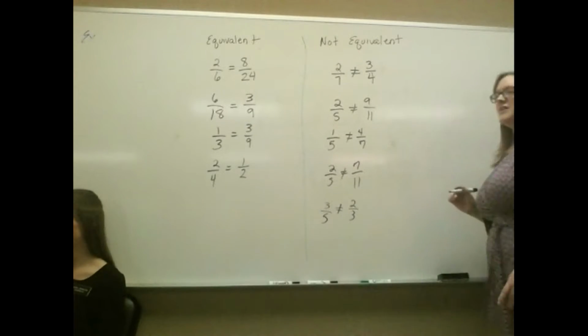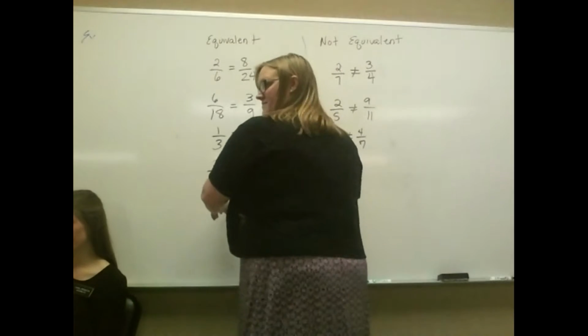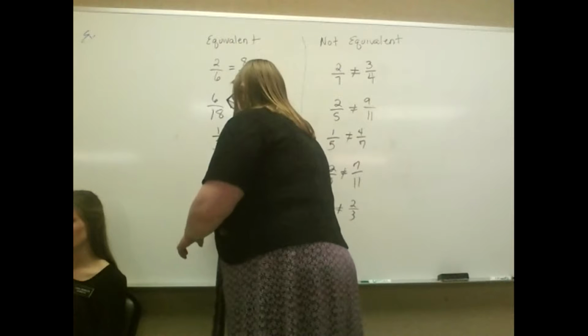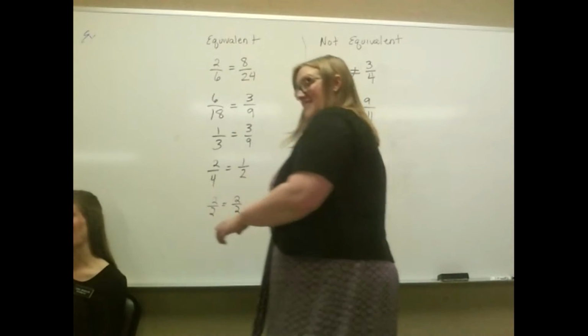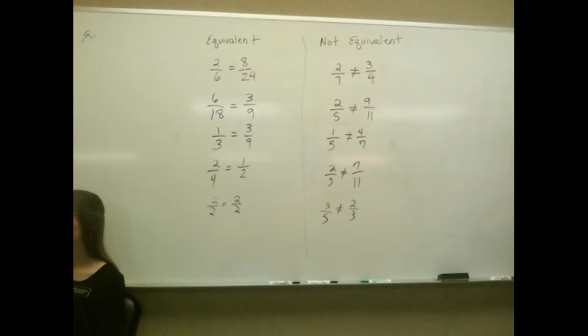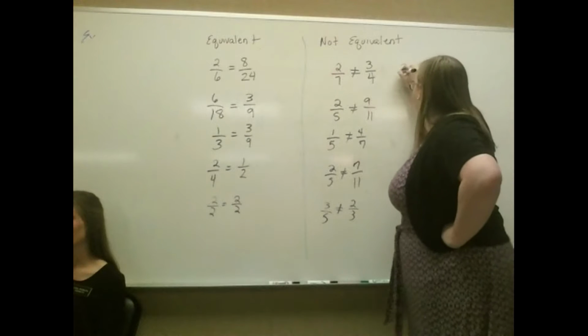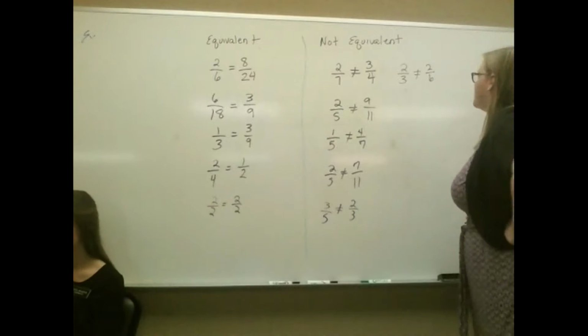All right, what did Rachel get for equivalent? 2/2. Okay, is equivalent to 2/2. Yep, that is perfect. Yes, that is true. All right, and then for not equivalent? 2/3 and 2/6. Yep, that is correct.